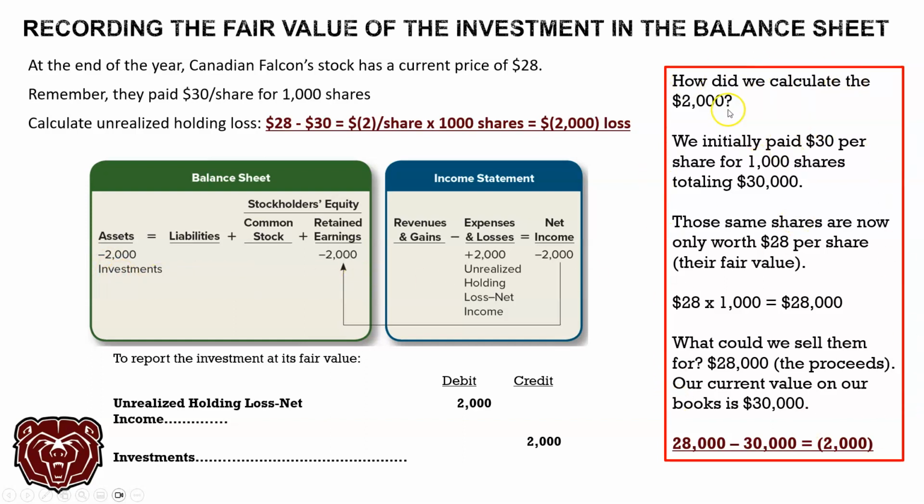How did we calculate the 2,000? Well, we initially paid $30 per share for 1,000 shares, totaling $30,000. Those same shares are now only worth $28 per share. That's their fair value. So we take the 28 times 1,000, that's $28,000. What could we sell them for? $28,000. The proceeds, our current book value on our books is $30,000. So 28,000 minus 30,000 is negative 2,000, or an unrealized holding loss of $2,000. It's a holding loss because we're holding on to it. We're not selling them yet.